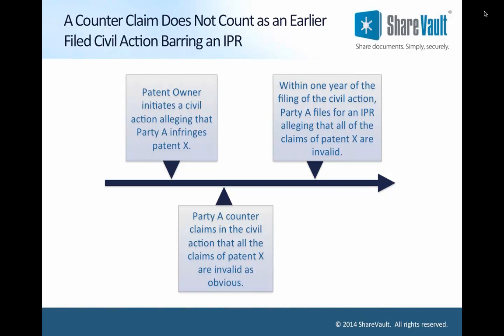In this third hypothetical, the patent owner initiates a civil action alleging infringement. Party A files a counterclaim that the claims are invalid, and in this case, he would be the defendant because he's accused of infringing the patent. He would be the petitioner. He could become a petitioner and file for an IPR alleging that all the claims are invalid under the IPR standards.